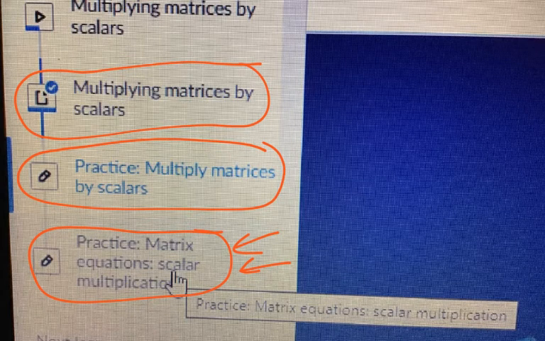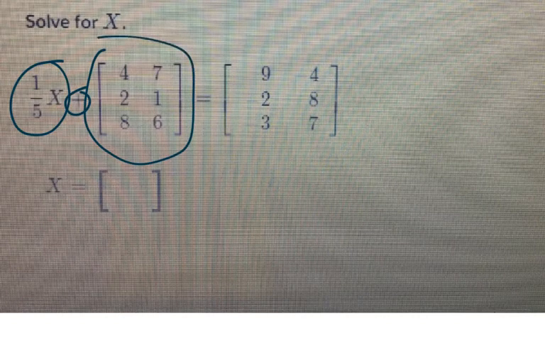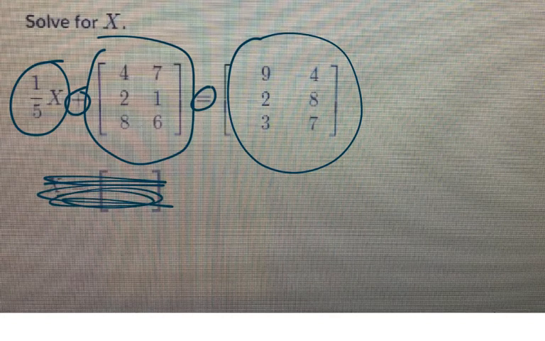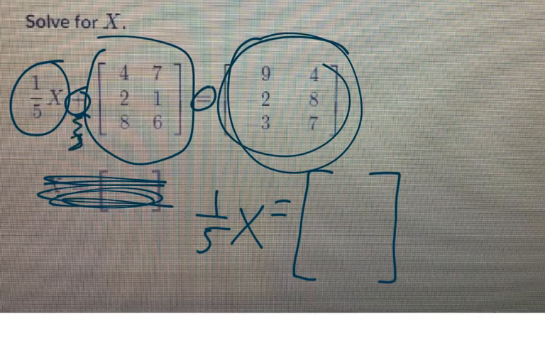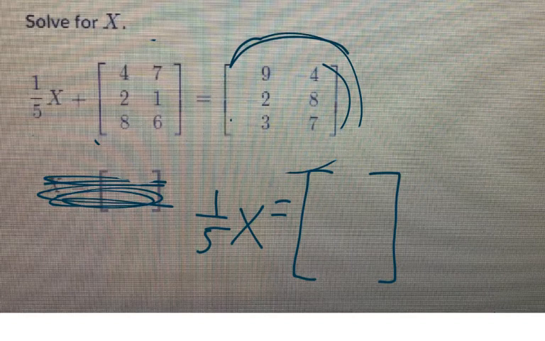So check this out. Here we go. It looks scary, but right here they're saying 1/5 of x plus this matrix equals this matrix. Well, before we find x, we're going to find what 1/5 of x should be. How do I get rid of this plus, in other words, right there, guys? Let me clean this up a little bit. How can I get rid of that plus right there?